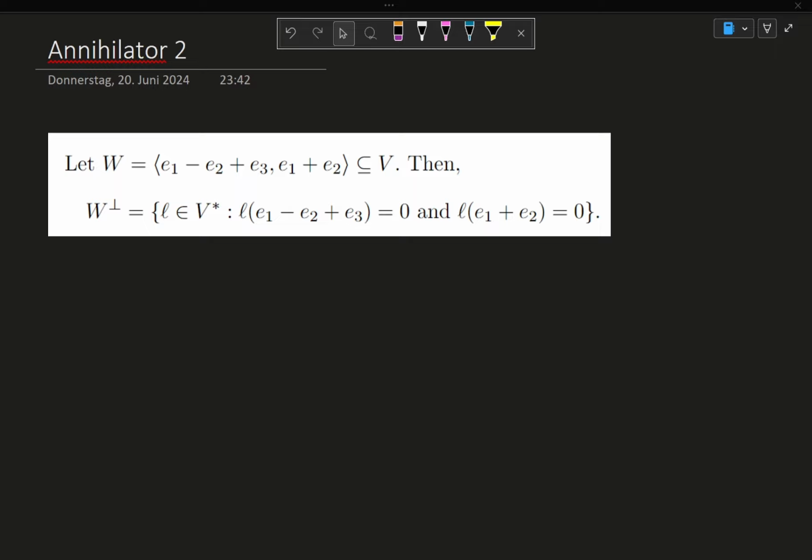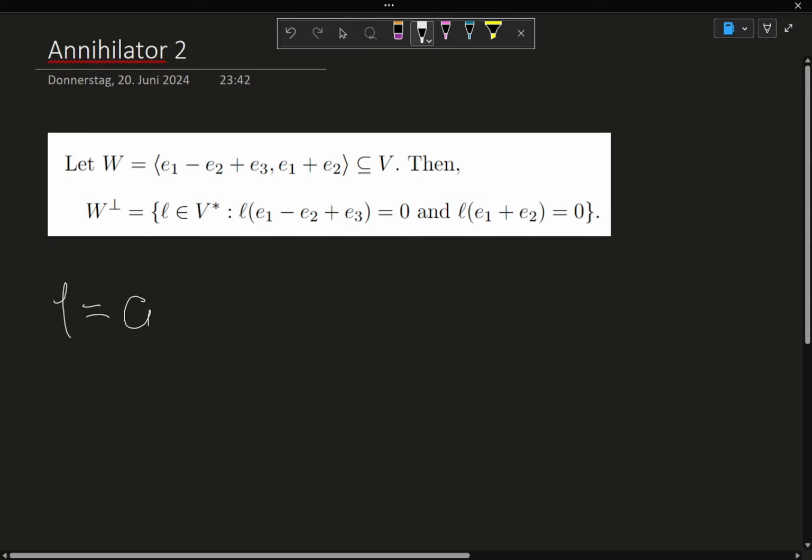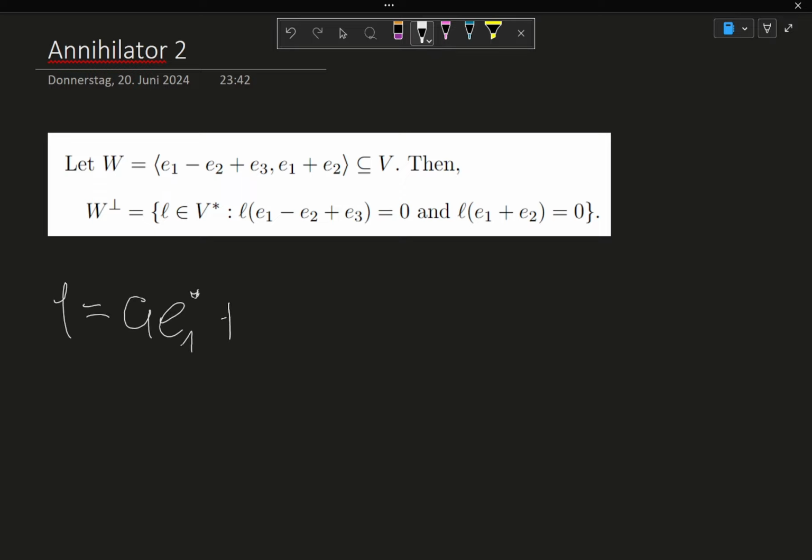Let V be equal to the linear span of e1 - e2 + e3 and e1 + e2, and the annihilator space is the set of functions L in the dual space where L of e1 - e2 + e3 is 0 and L of e1 + e2 is equal to 0. Well, how do we solve this problem? First of all, we just write that L is equal to A times e1 star plus B times e2 star plus C times e3 star.